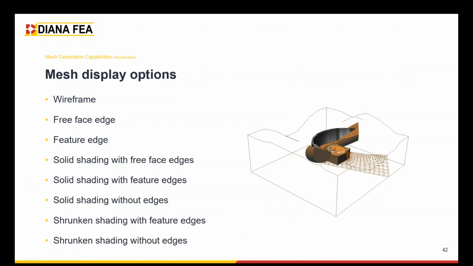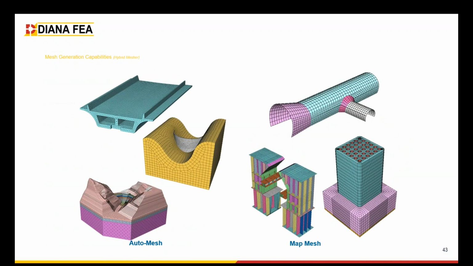At the mesh level, we have different ways of presenting that enable you to inspect or present your model in the most suitable way. It goes from wireframe to free-face edge. We also have some different solid shading views and shrunken shading. Also, there are different mesh engines which enable you to generate structured or unstructured types of mesh sets. Here are some examples based on AutoMesh or MapMesher. So you can see that it can lead to very nice mesh despite the fact that they are complex structures.